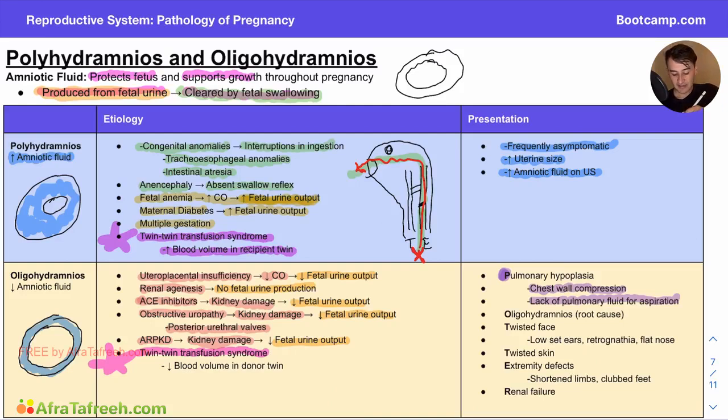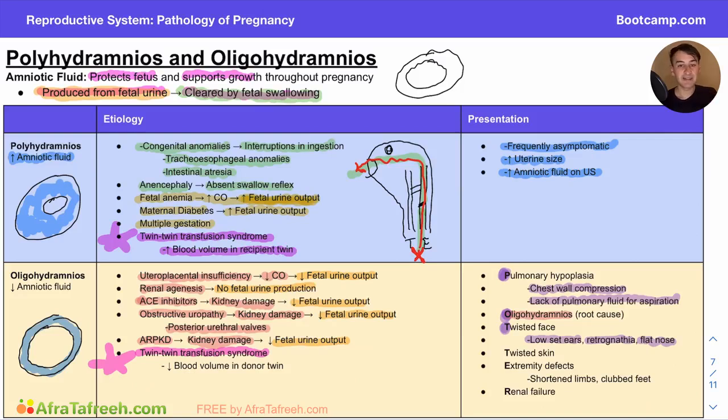The next thing is going to be oligohydramnios, and this is just the root cause, right? So I'm going to add some red on top of here because this is really what's causing the rest of Potter's sequence. Now let's talk about twisted face. So our twisted face is going to be defined by low set ears, retrognathia, which means a jaw that's set further back in the face, and then a flat nose. And all of these make sense, right?